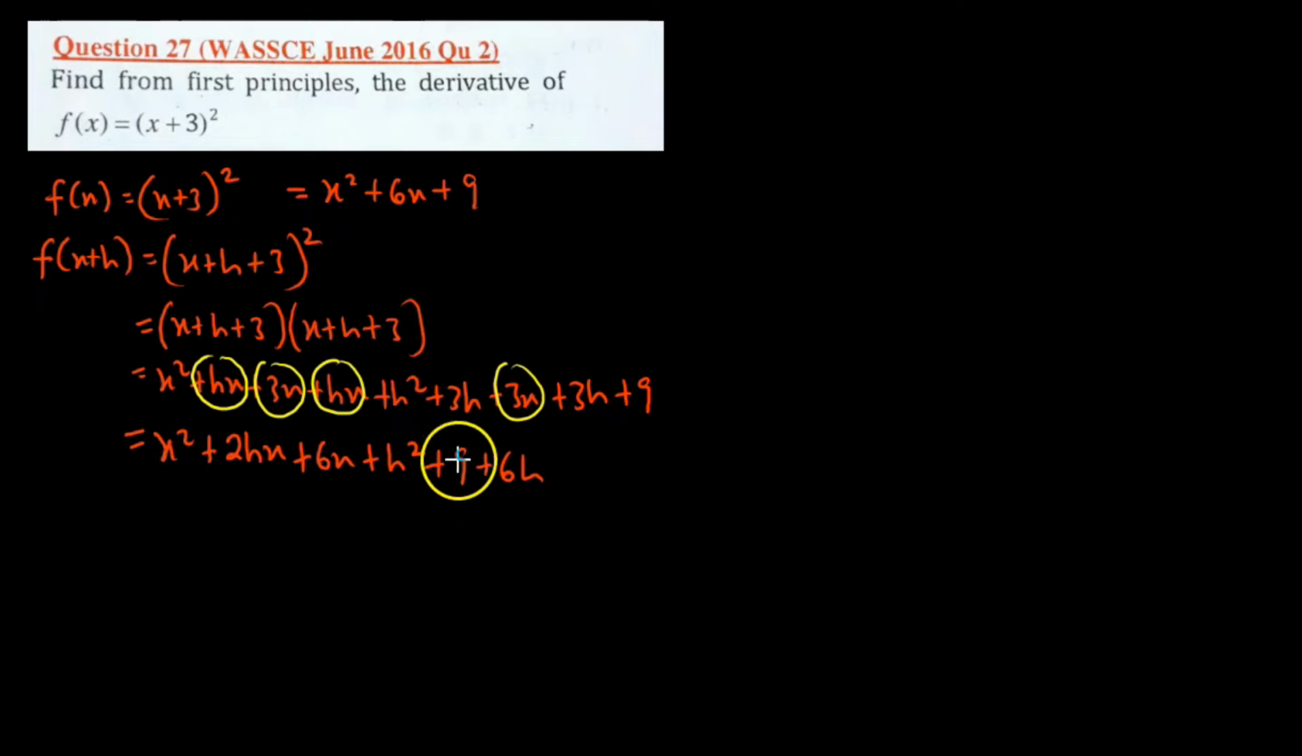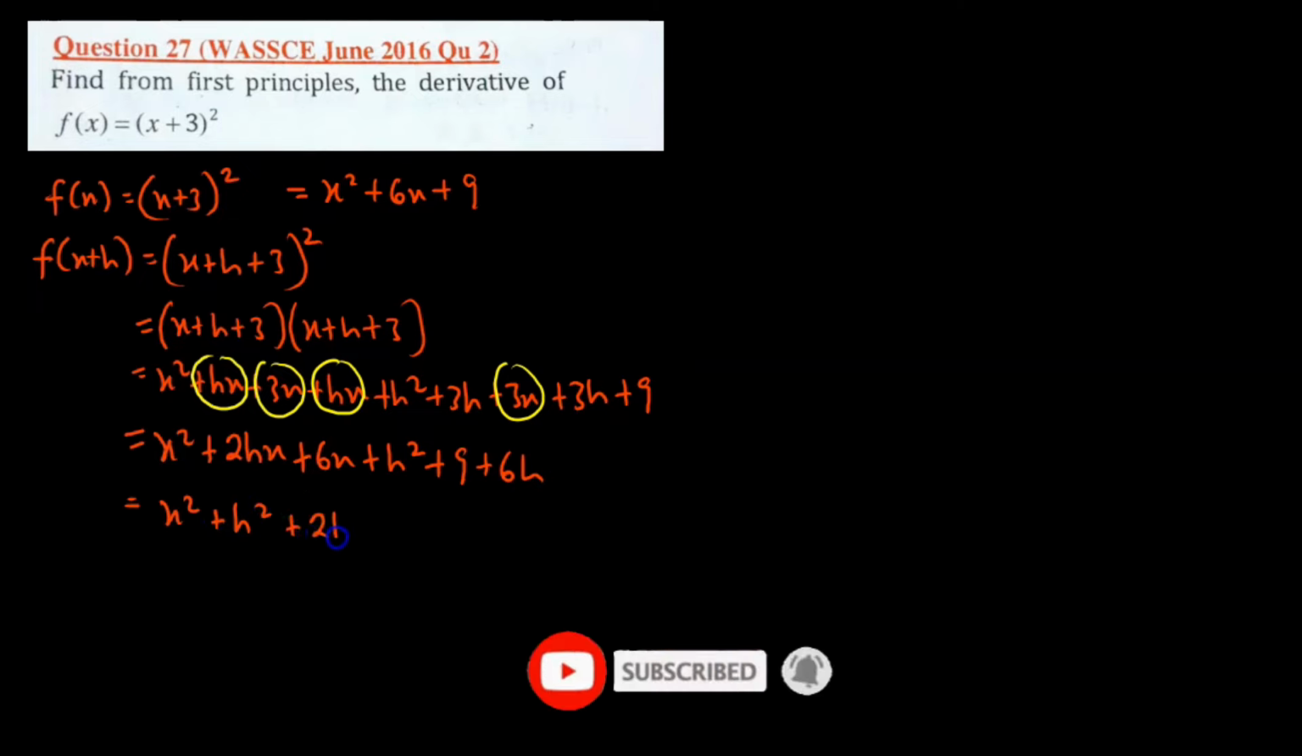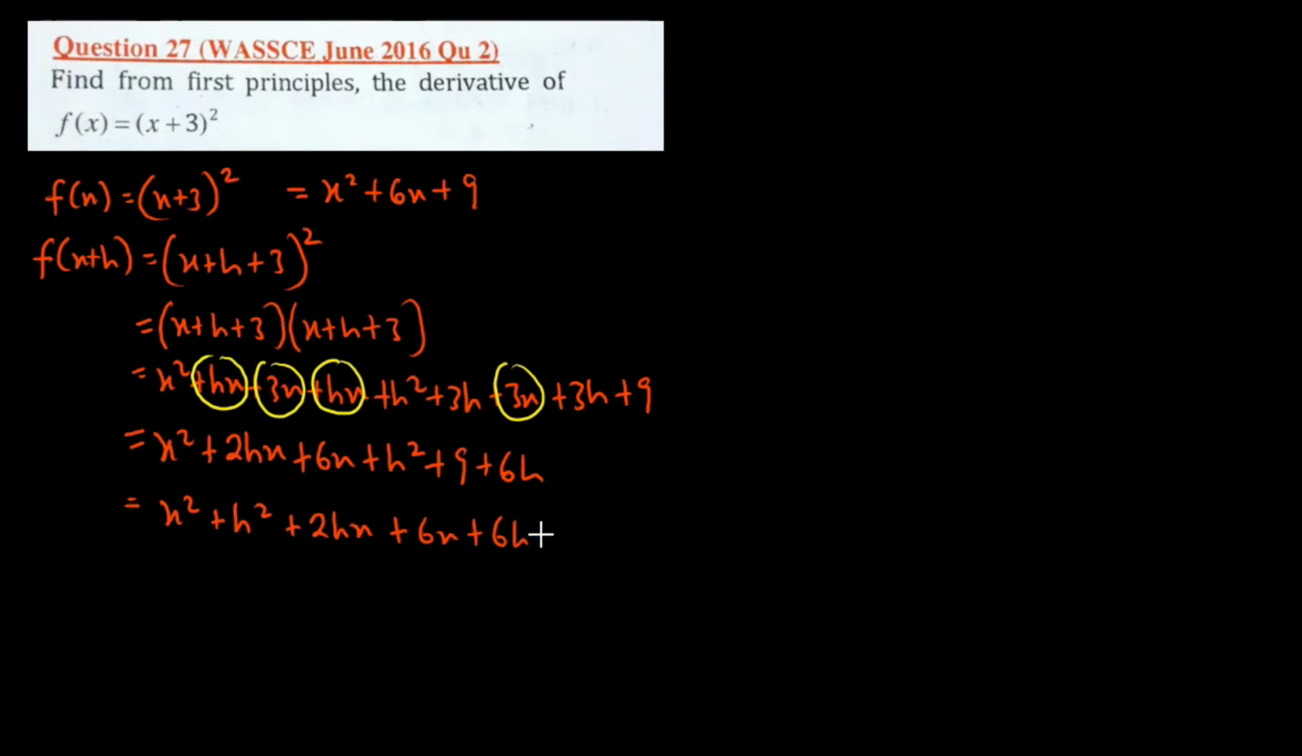So this way, what we obtain over there, I can rewrite it, and that gives us x squared plus h squared in order of magnitude, then plus 2hx plus 6x plus 6h and then plus 9. So this is the expansion for f of x plus h. So we are asked to use first principle.